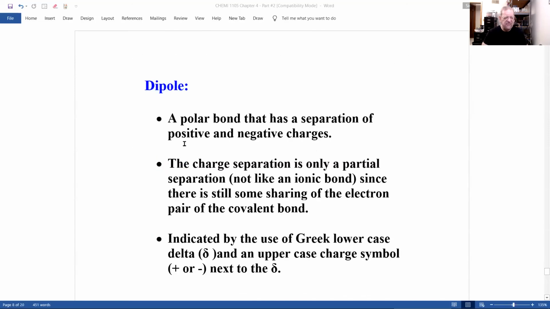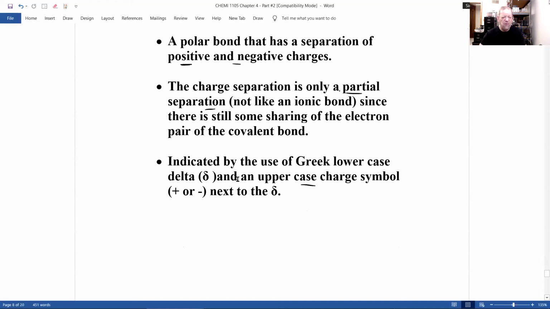Now, what happens is there's a slight change in the charge, even though it's sharing, and the charge is only partial. It's not a true ionic bond, since there's some sharing of electrons. And we indicate this by the use of the Greek letter, the lowercase delta, with the charge that exists. Now, this is capital delta. This means difference in chemistry. This is lowercase delta. This means little difference or slight difference.